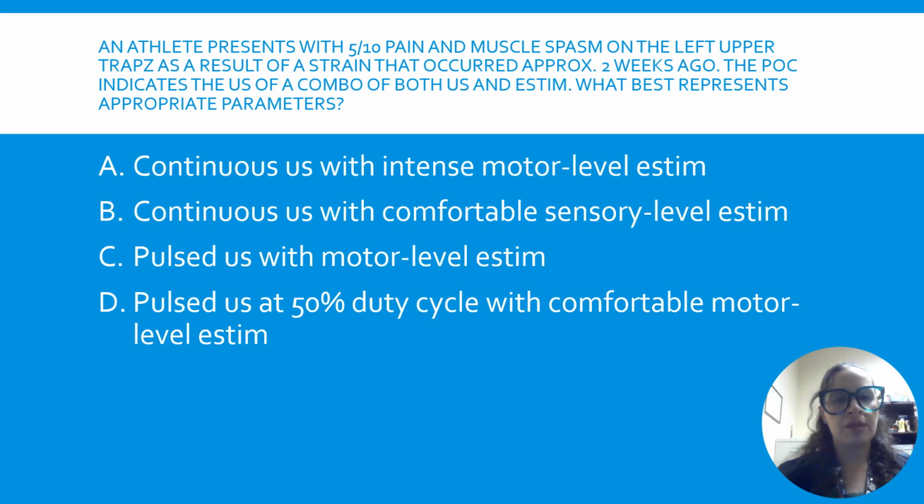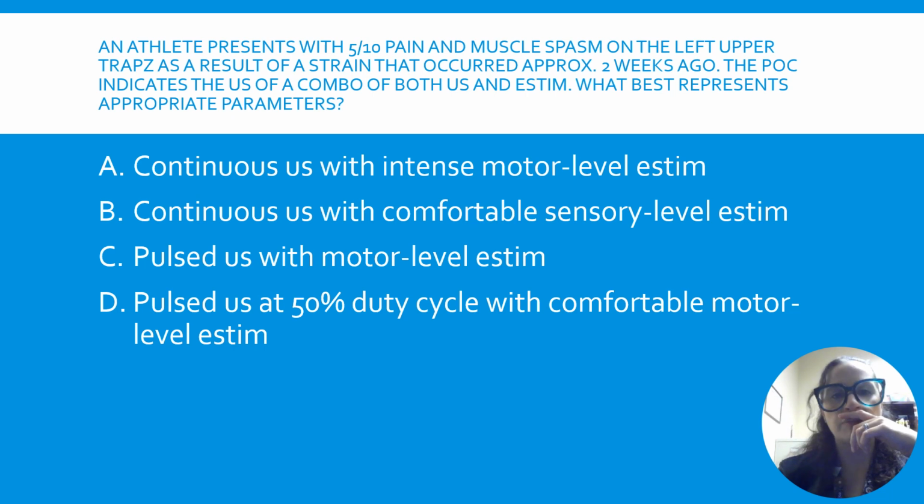What best represents the appropriate parameters? Okay, so I would start with one and then go to the other. I would look at all my options of ultrasound and ask, what works with this patient? And then eliminate the other two, because you have continuous, continuous, pulse, pulse. So I would try to eliminate either A and B, or C and D, depending on the ultrasound. And when I limit it to 2, then I will look at the ESTIM part and see which of those 2 is best, right?